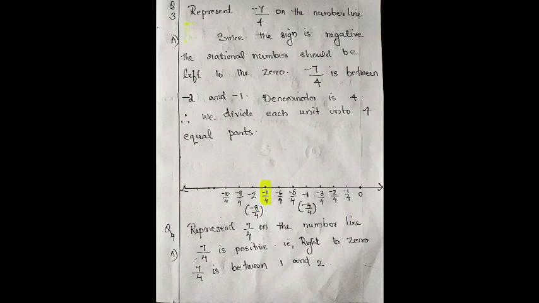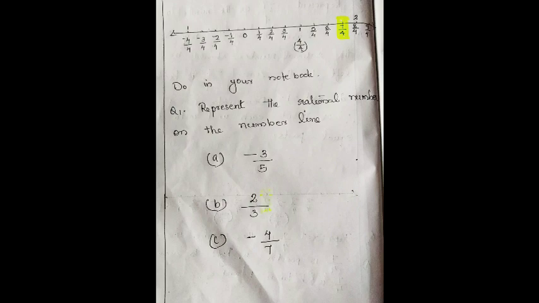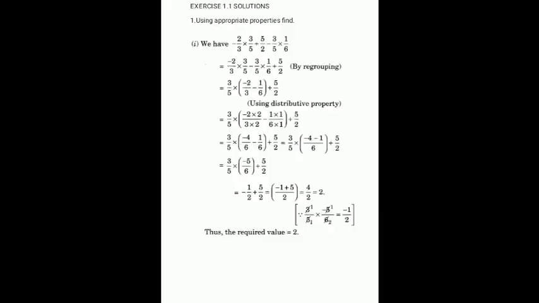Next one, 7 by 4 on the number line. 7 by 4 is positive. Moreover, the denominator is 4, so write to the right of 0, between 0 and 1, 4 equal parts. And we will mark 7 by 4 on this number line like this. So, you can understand from all these questions how we can represent the rational numbers on the number line. So, you practice by changing the numerator and denominator and draw 3 questions from this section.